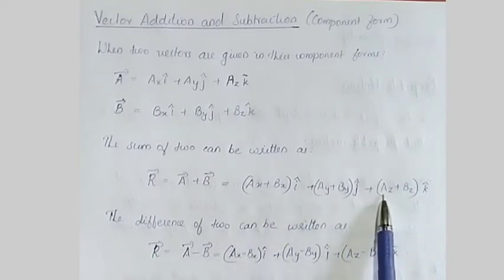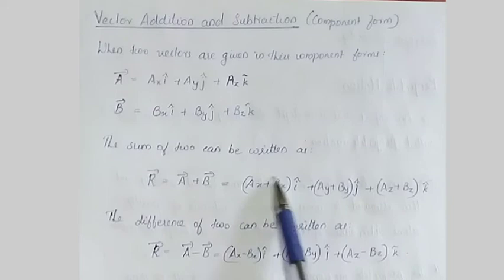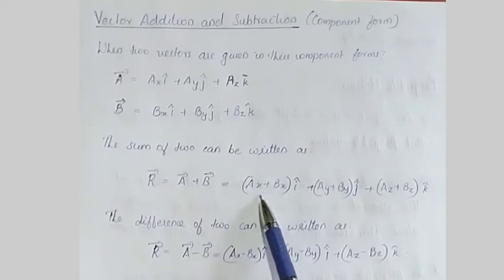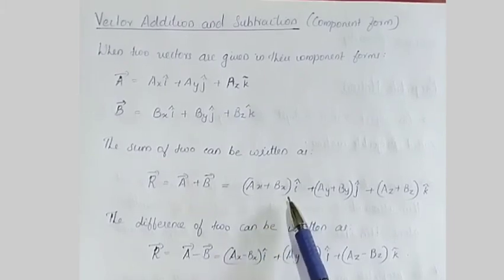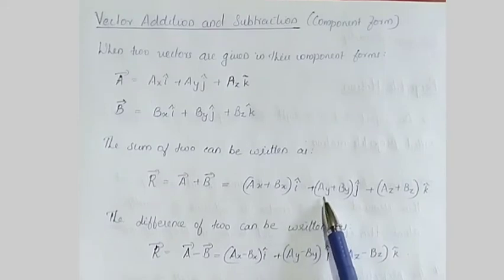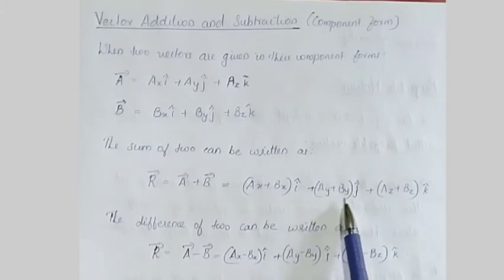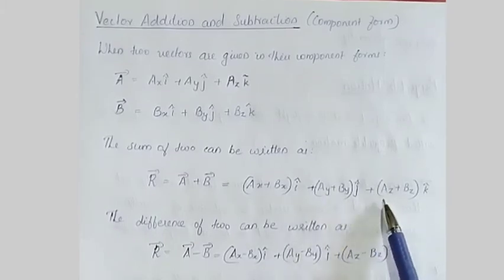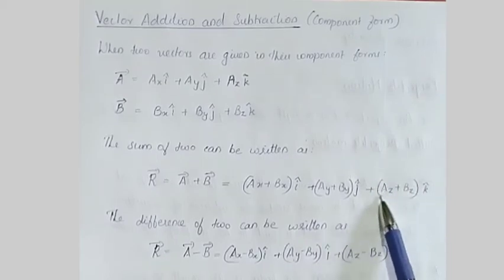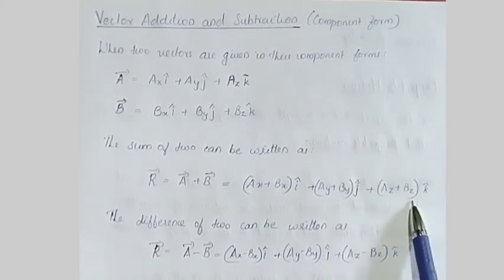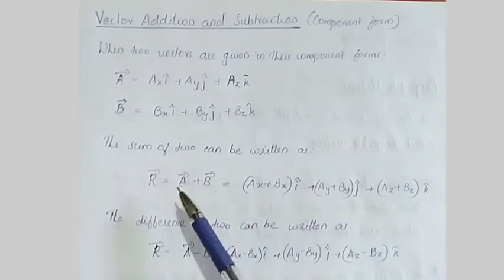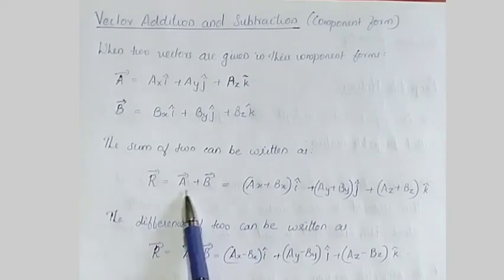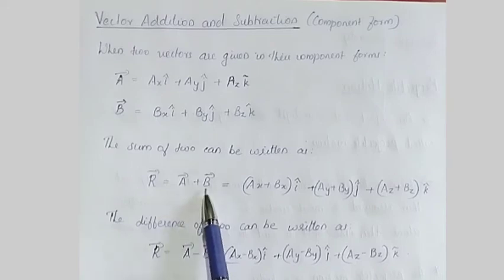So what we are doing here is we are adding the corresponding components, that is x components of both the vectors are added, and that will be the magnitude of resultant vector in its i cap direction. And by adding the y components of both the vectors, we obtain the component of the resultant in j cap direction, and by adding the z components of both the vectors, we obtain the resultant component in the k cap direction. So if we are having two vectors in their component form, we get the resultant by adding the corresponding components of both the vectors.